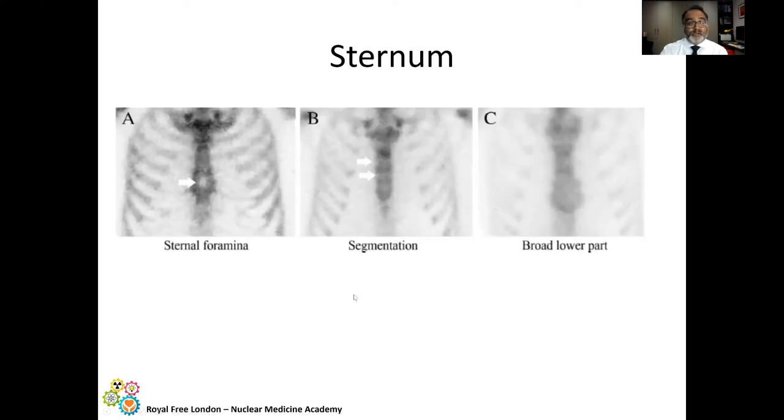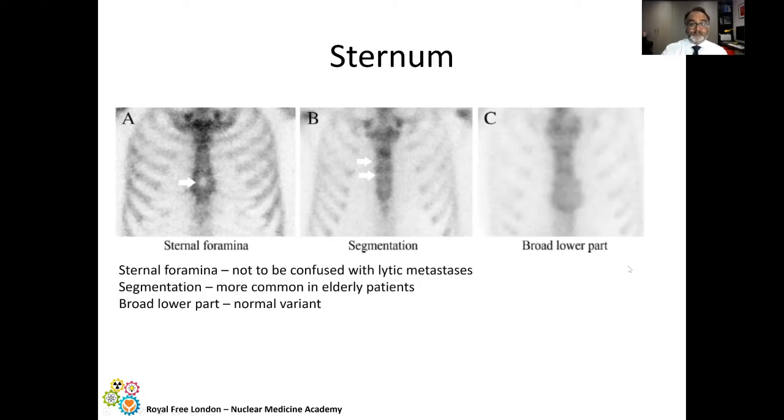Here we've got a few other normal variants in the sternum, so don't be fooled by these. This is a photopenic defect, which you might think is metalwork or something, but actually it's a normal variant, a sternal foramen. Essentially there is a hole in the sternum there and it's just normal. These lines in the sternum are due to segmentation, again a normal variant. Sometimes you'll find that the bottom of the sternum around the xiphisternum is expanded, and this is just a broad lower part, again a normal variant.